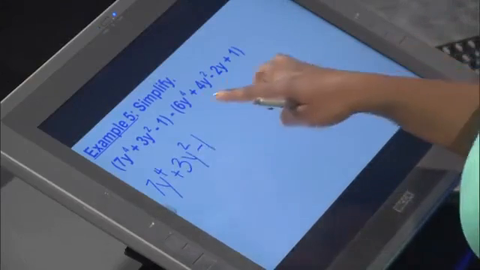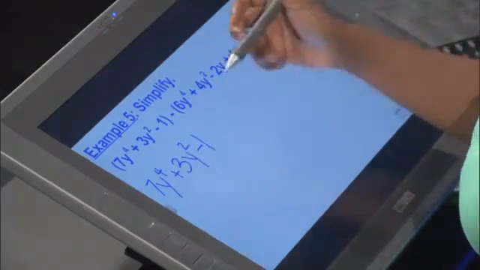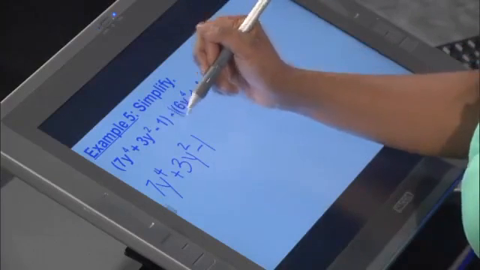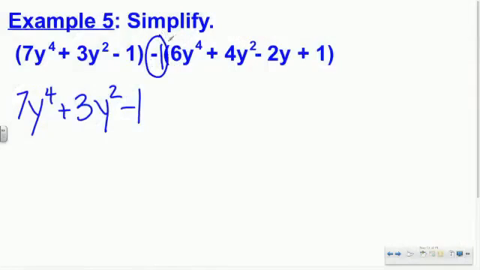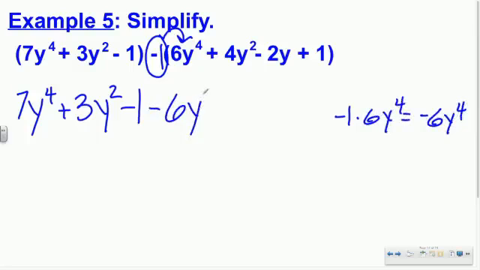Now that I'm at my second set, remember there is an invisible 1 here. So there is a -1 because you're subtracting that you have to distribute throughout those 4 terms. So you have -1 times 6y to the 4th. That's -6y to the 4th. So minus 6y to the 4th.